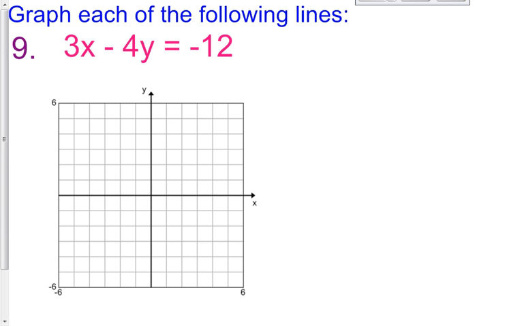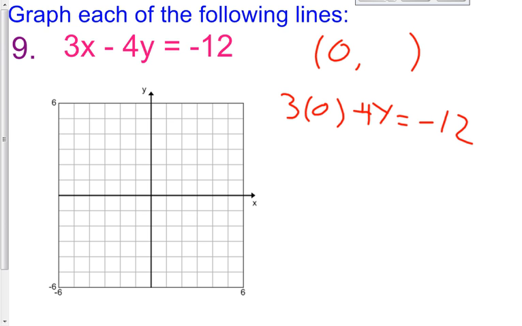So I'm going to say, what happens when x is 0? Well, 3 times 0 minus 4y, that equals a negative 12. So a negative 4y equals a negative 12. Y would then have to equal a positive 3. So my graph crosses at 0, up 3.